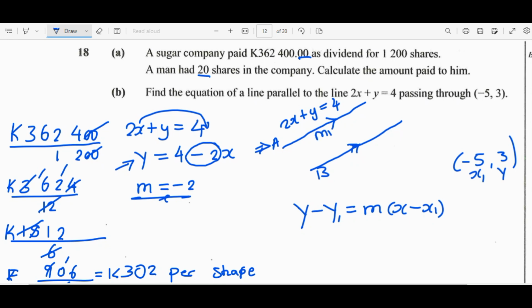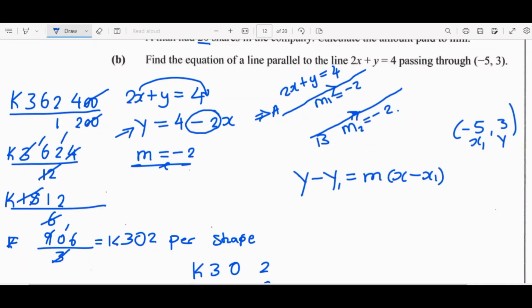So say gradient 1 is equal to gradient 2. Now what is the relationship between two lines that are parallel? When we look at gradient, the relationship is that they share the same gradient. So even this one will have gradient 1. So y minus y1 is 3. Gradient is -2.